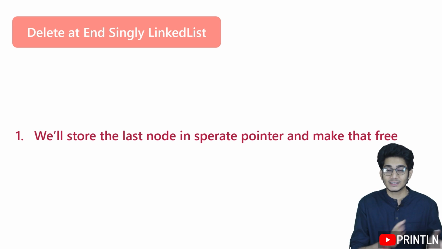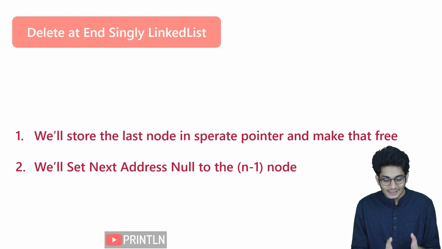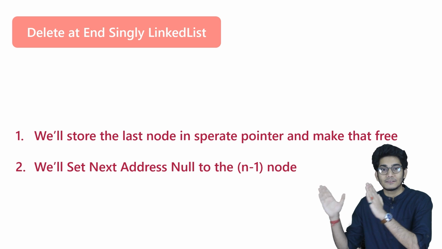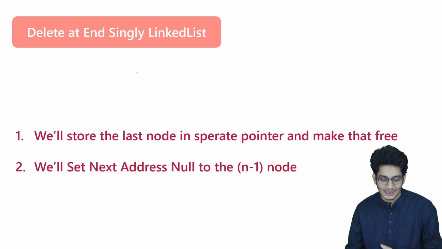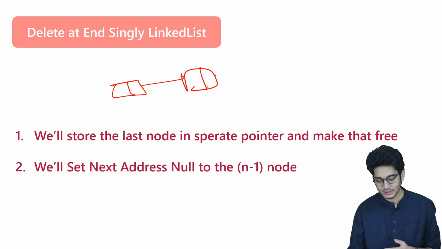But there are some steps that we have to follow. Then we will set the next address to null for the n-1 node. So what do we mean by the n-1 node? Let's say that we have 5 nodes. So let me draw a diagram. Let's say that we have 3 nodes.